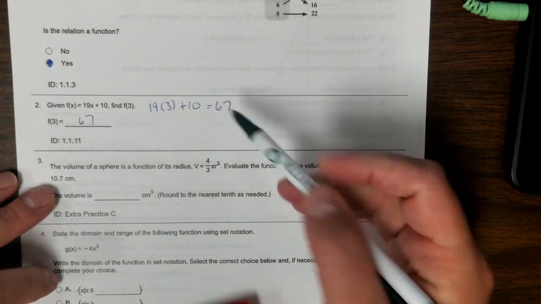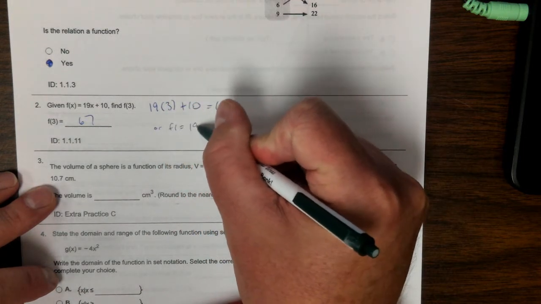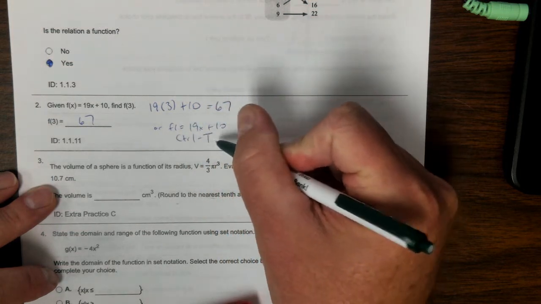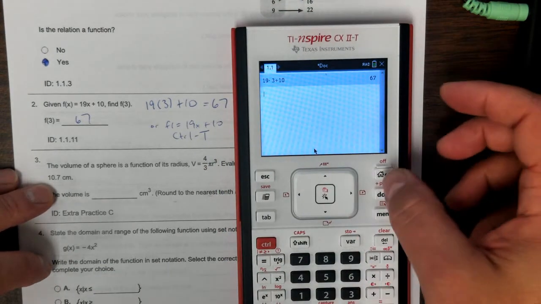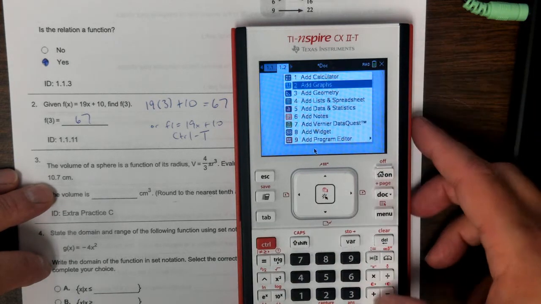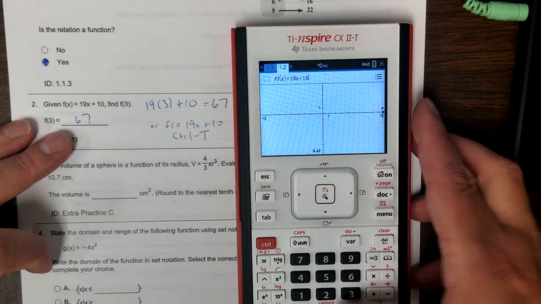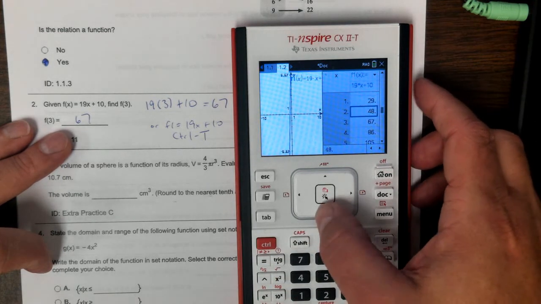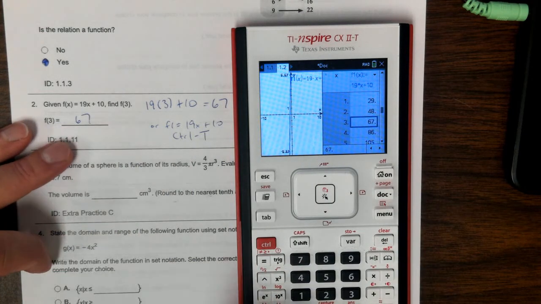So that's one way to do it, or you could say function 1 is 19x plus 10 and use Control T for your table. And so that would look like this. If we go to graph, 19x plus 10, enter, and then Control T for your table, and then go to 3, it's 67. So either approach works.